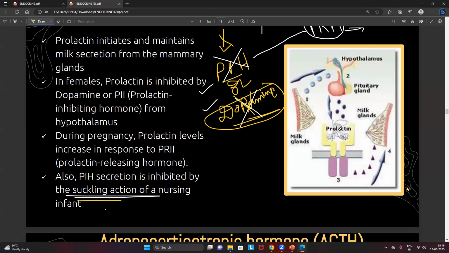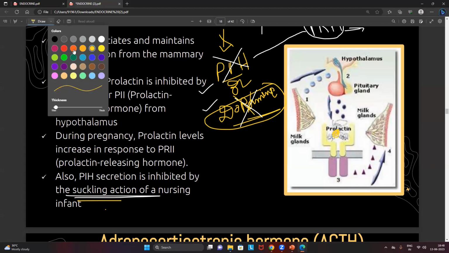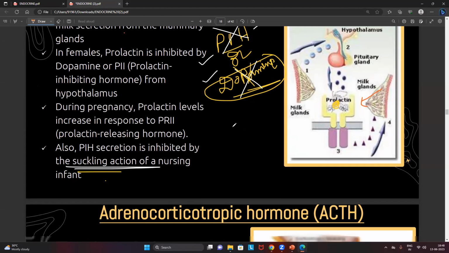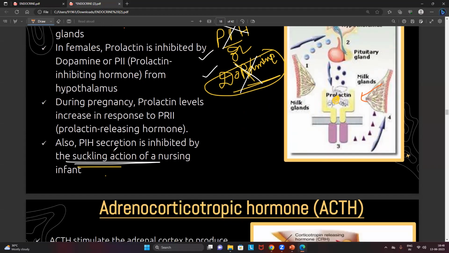Then the prolactin will come and associate with the receptors present in particular cells of the mammary gland. Automatically at that time, because the delivery is over, oxytocin is already present. So oxytocin starts ejecting the milk from the mammary gland. What's the point you have to remember? They can ask a very direct question in the exam: during the suckling action of the nursing infant, which hormones are getting activated? That's a good question. Oxytocin is getting activated, and prolactin is also getting activated.